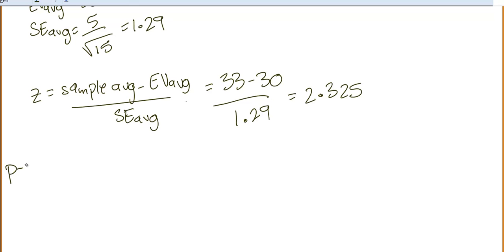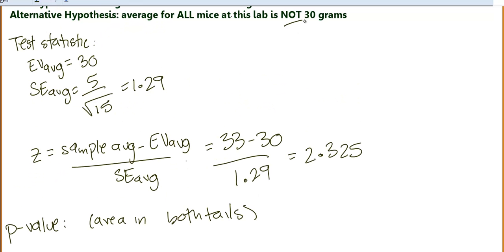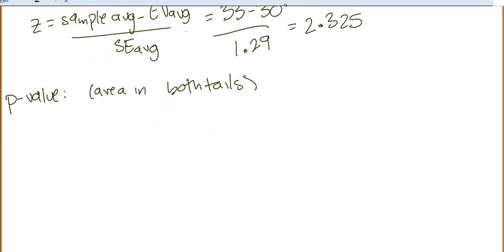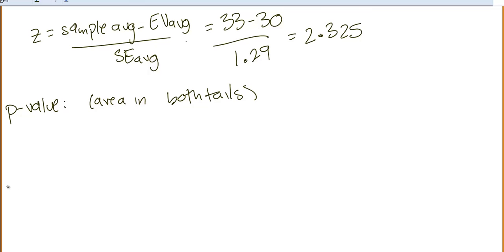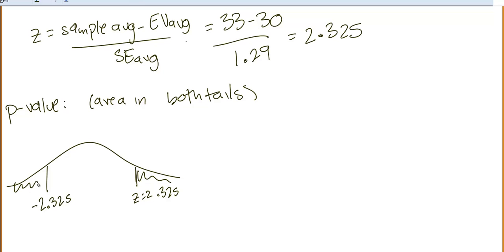Now let's find the p-value. This is going to be the area in both tails, because my alternative hypothesis is just that the weight is not 30 grams. We didn't say if it's higher or lower, so we just have to look at the area in both tails. So here is Z equals 2.325, so we'll shade to the right, and then we'll go over to the symmetrical tail of negative 2.325 and shade to the left.